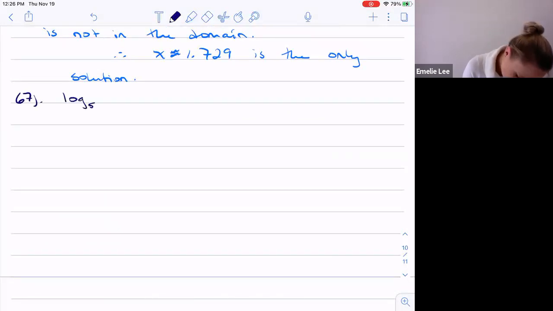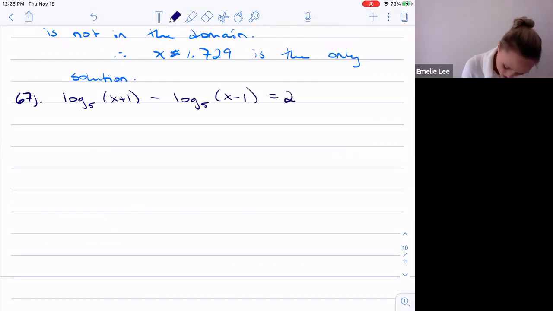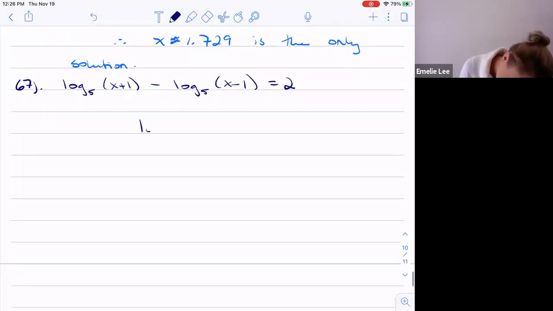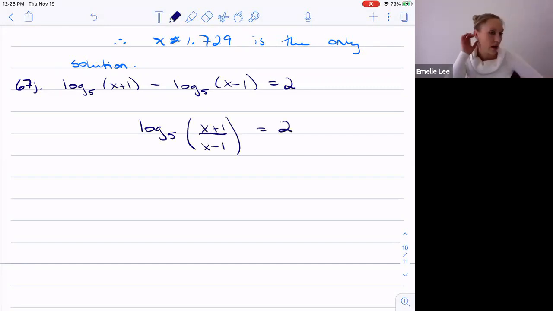67, I've got log base 5 of x plus 1 minus log base 5 of x minus 1 is equal to 2. First thing I'm going to do, I need to solve for x, and so I need to isolate the x, but I need to get the logs together. Here I'm subtracting logs of the same base, so I can rewrite this as log base 5 of (x plus 1) divided by (x minus 1) is equal to 2. I'm just rewriting the left-hand side.